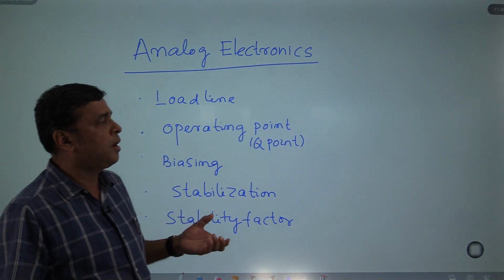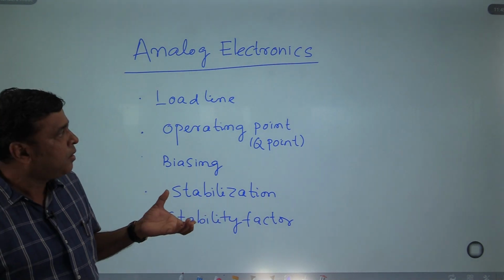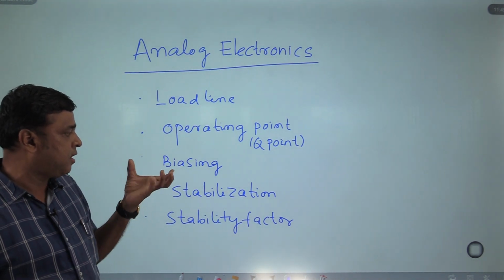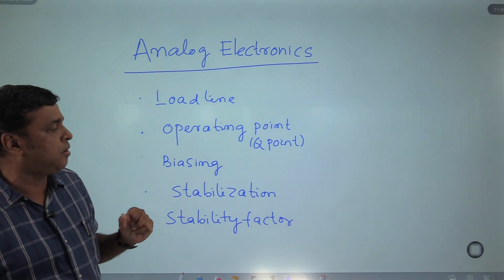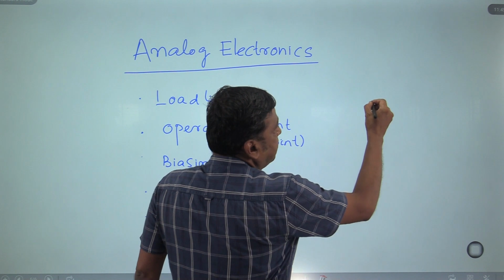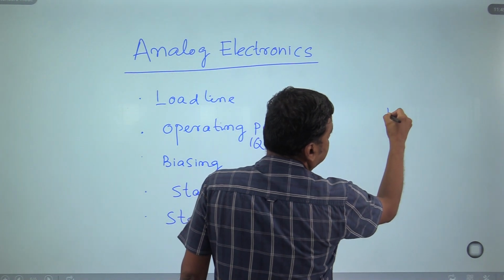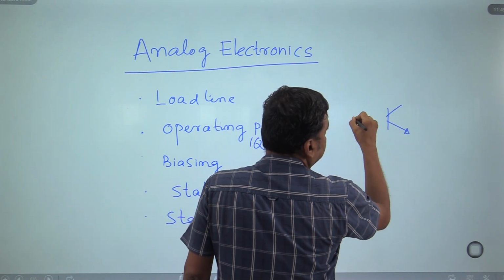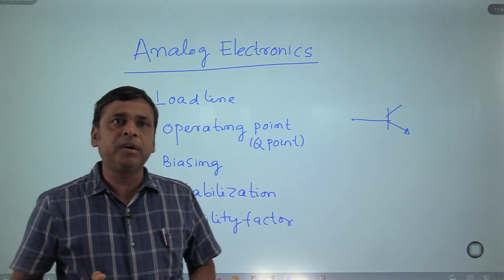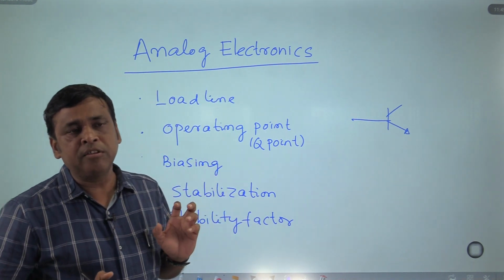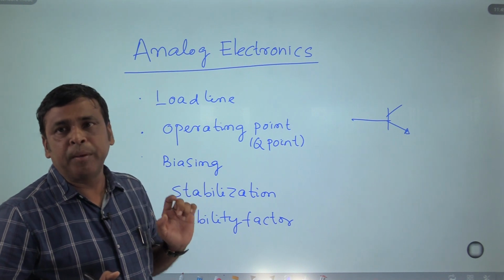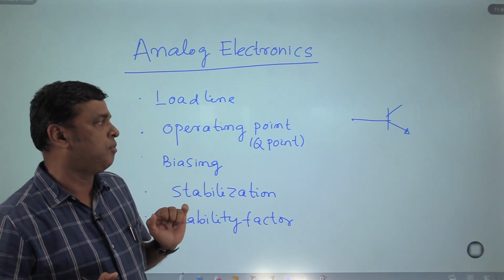As far as transistor as an amplifier is concerned, first of all we will go through these points: what is load line, what is operating point, what is biasing, what is stabilization, what is stability factor. Now first of all you will understand a basic common emitter transistor. Why is it called the common emitter transistor? In basic transistor configuration, there are three configurations: one is common base, another is common emitter and the third is common collector configuration.